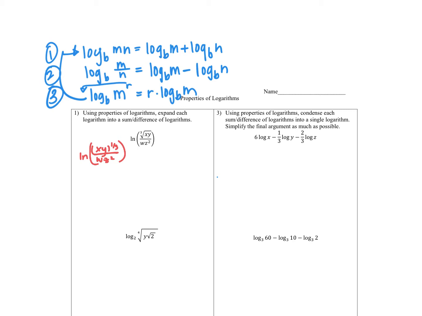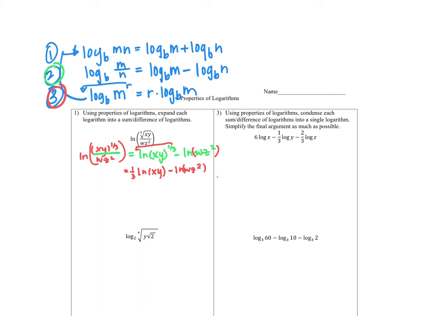That's just using the fact that radicals can be written as exponents. Next, the big thing that I see sticking out is a big division problem, natural log of a division problem. So by number 2 of our properties up above, this one will be rewritten as natural log of xy to the 1/3 minus natural log of wz squared. Then by number 3 up above, I'm going to use the power rule to put the 1/3 in front of the natural log. So that's 1/3 natural log of xy, and I'm just keeping everything else the same.